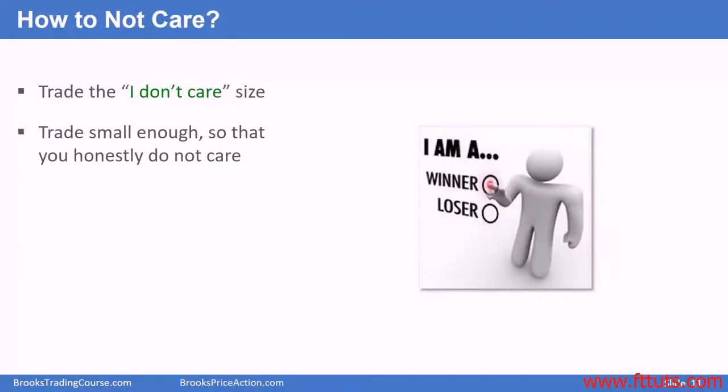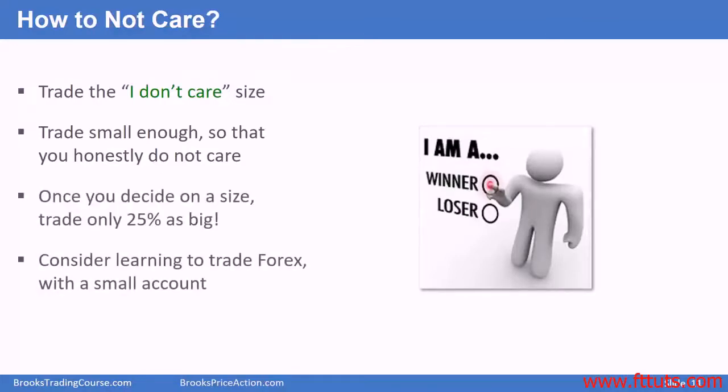A good way around that is to trade the I don't care size. You trade small enough so you really do not care. And then once you decide on a size, trade maybe only 25% as big as the I don't care size. In other words, you trade very, very small. One of the advantages of trading Forex markets when you start out is that you can adjust your position size to any size position, and you can trade it with a very small account, and you can trade a very small position size. It makes it easier to trade the I don't care size.